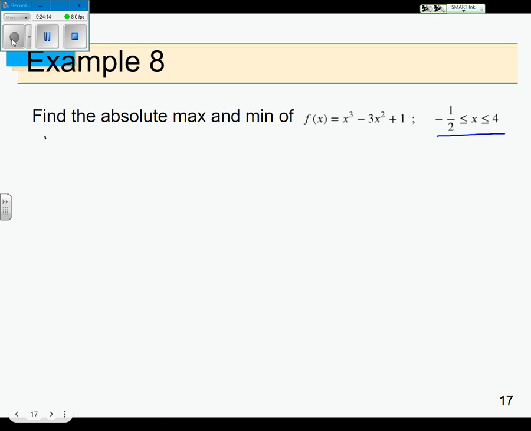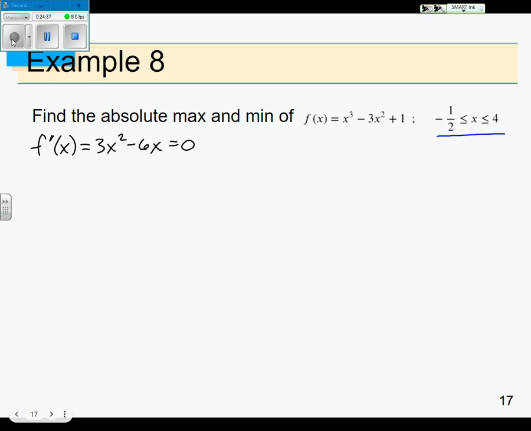So first up, I need to do my f prime. Okay, when doing my f prime, what I'm going to do is take my derivative. It's going to be simply 3x squared minus 6x. And I need to find my critical numbers. So to find my critical numbers, I'm going to set this equal to 0.